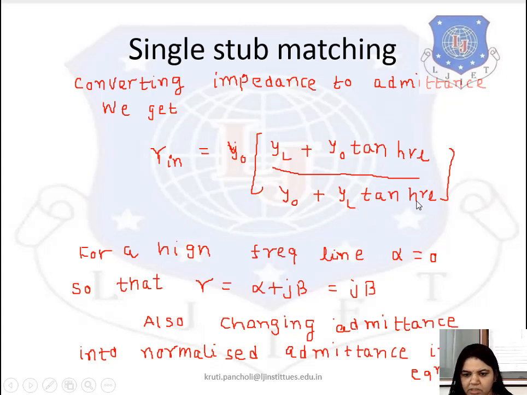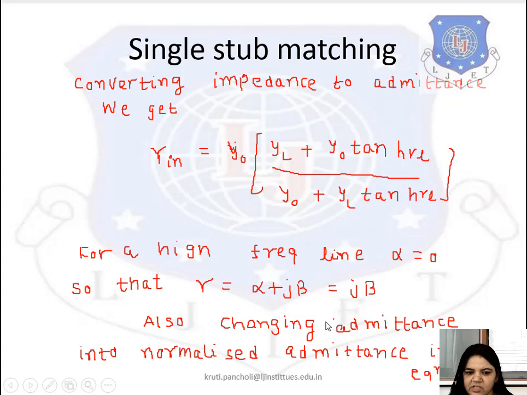Now we are talking about the high frequency. Here gamma represents the propagation constant, γ = α + jβ, where α is the attenuation constant and β is the phase constant. For a high frequency line, α is equal to 0, so we put α = 0 here. So γ = jβ, and now we put that value here.